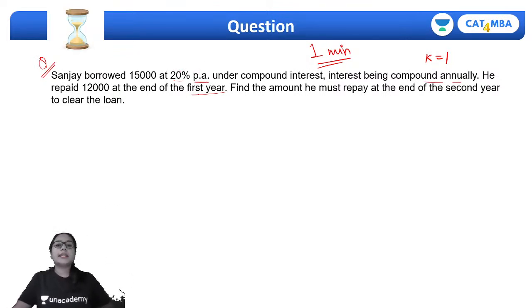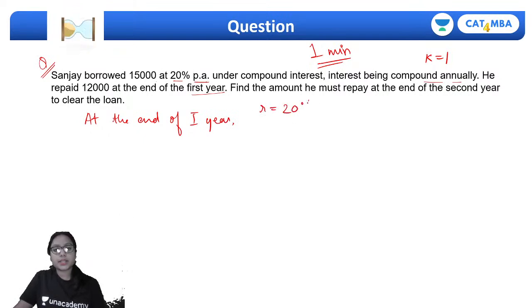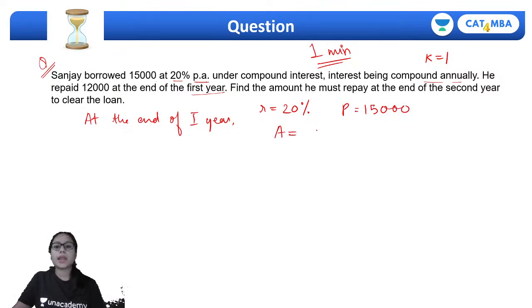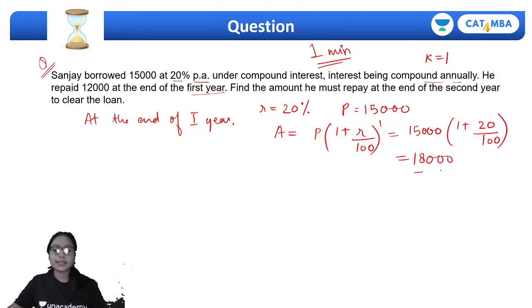Okay, let's see what would be the answer. Sanjay borrowed 15,000 at 20% rate of interest. So at the end of first year, since rate of interest is 20%, principal is equal to 15,000. The amount would be given by principal into 1 plus r upon 100 raised to the power 1. So principal is 15,000, and 1 plus rate of interest is 20 by 100. If I simplify this, I will get the value of amount as 18,000.